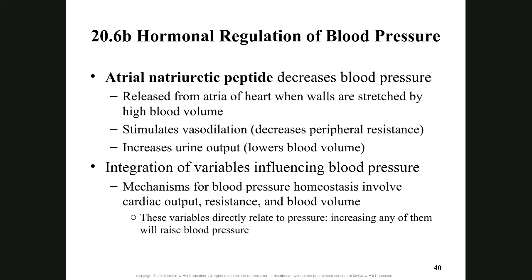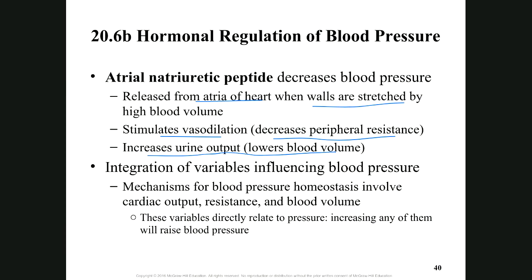The other hormone is called atrial natriuretic peptide. The atrial natriuretic peptide can decrease the blood pressure. This hormone is released from the atria of the heart when the volume of blood which returns back to the atria of the heart increases, and the wall of our atria is stretched. It stimulates vasodilation. By vasodilation, it can decrease the resistance, and also it can increase the urine output and lower the blood volume.